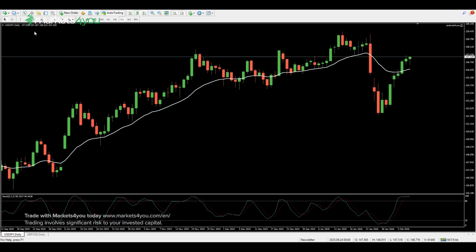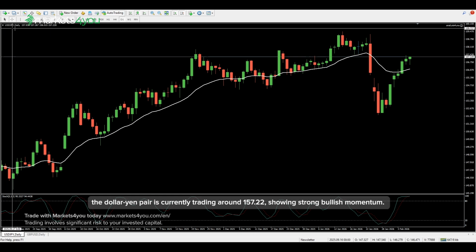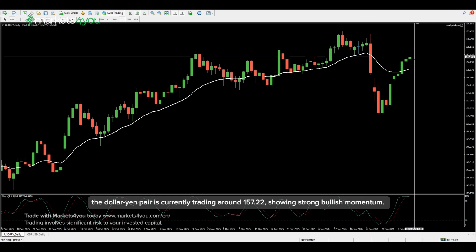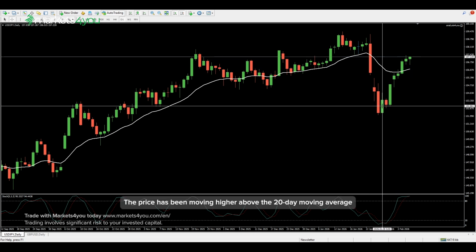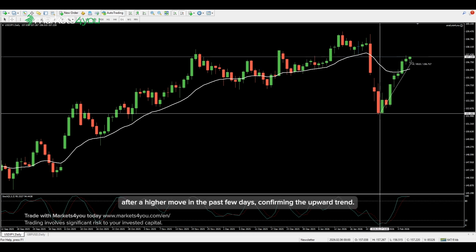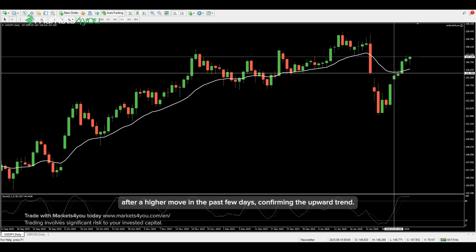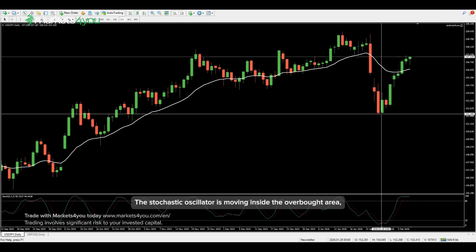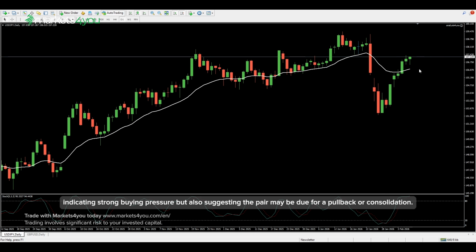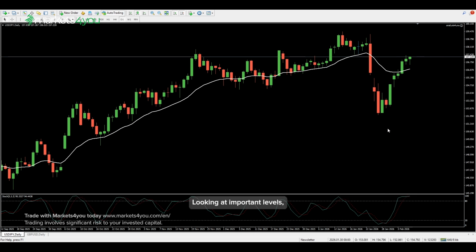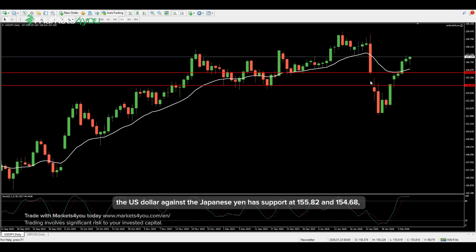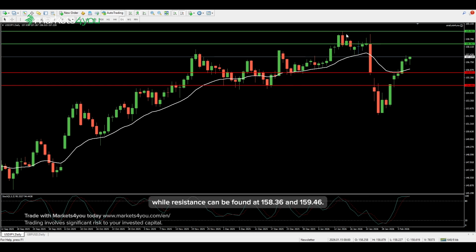Looking at the daily chart, the dollar-yen pair is currently trading around 157.22, showing strong bullish momentum. The price has been moving higher above the 20-day moving average after a higher move in the past few days, confirming the upward trend. The stochastic oscillator is moving inside the overbought area, indicating strong buying pressure but also suggesting the pair may be due for a pullback or consolidation. Looking at important levels, the US dollar against the Japanese yen has support at 155.82 and 154.68, while resistance can be found at 158.36 and 159.46.